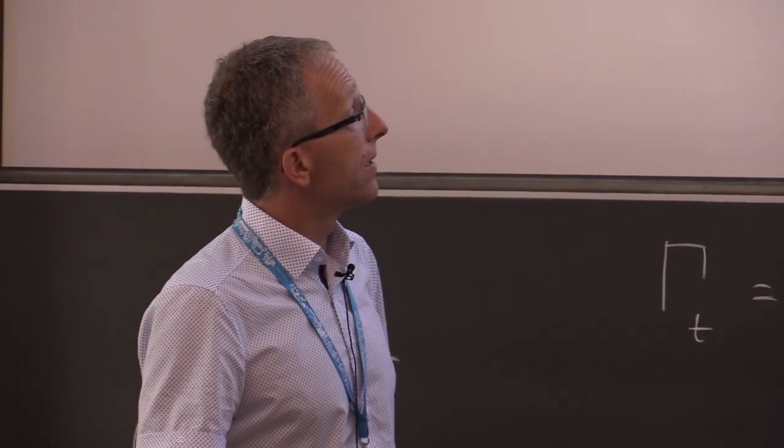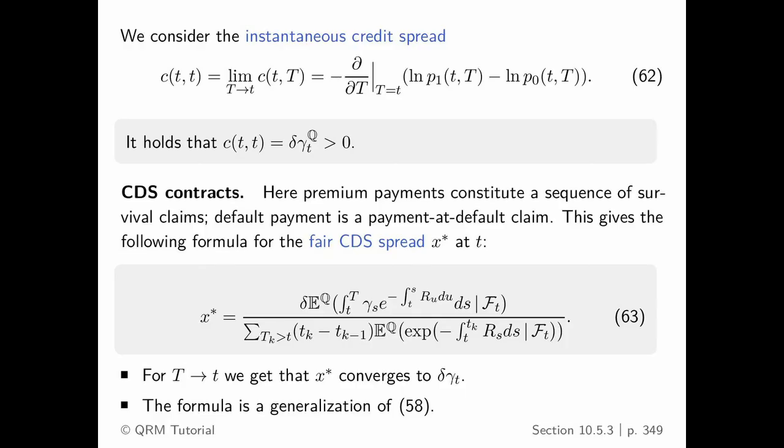And another interesting thing is that in these types of models, this quantity is going to be positive, whereas in the Merton model and in many other firm value models, this quantity is going to be 0 for capital T close to small t, which is why they're not so good for managing the risk of bonds with a short time to maturity.